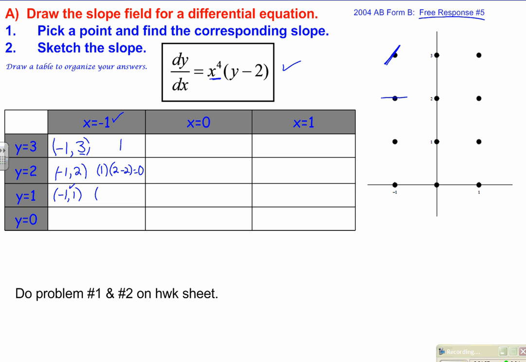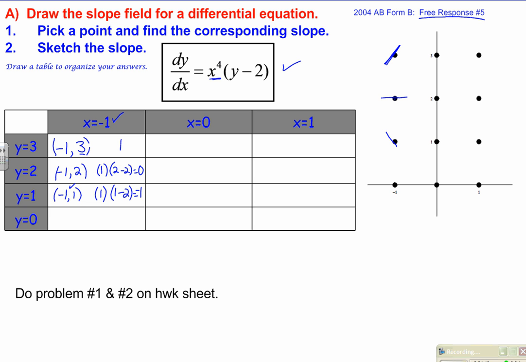I know when I put in negative 1 for x, that's a positive 1, and now I need to do 1 minus 2, which is negative 1. So the slope is negative 1 when I'm at this location of negative 1, positive 1, this guy right here. Well, what's a negative slope look like? That would be down 1 over to the right 1, so it takes on this location, doesn't it? I'm just going to eyeball that, and that's the slope I'm going for. Boom. And it all stays relative.